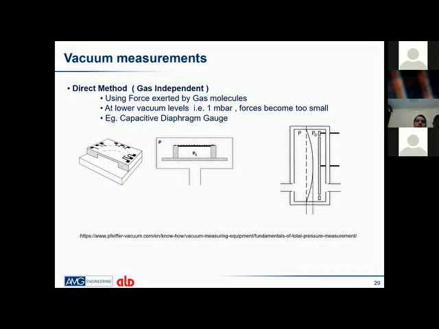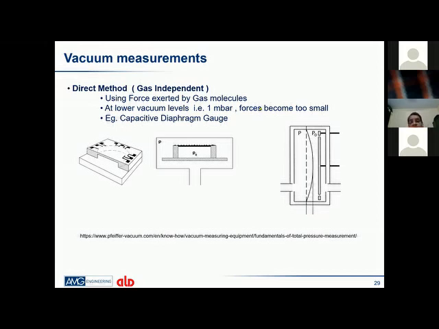So when we talk of vacuum measurement, the first is the direct method, which is not dependent on the gas. For helium, nitrogen, or argon, we can use the same gauge, and the reading it shows is accurate. There is also an indirect method, which is gas dependent. So we'll first see the direct method.